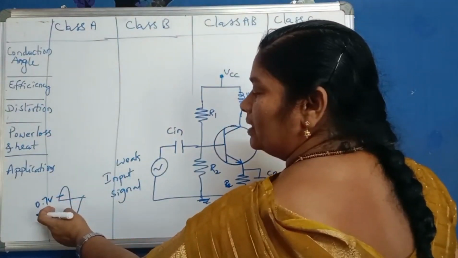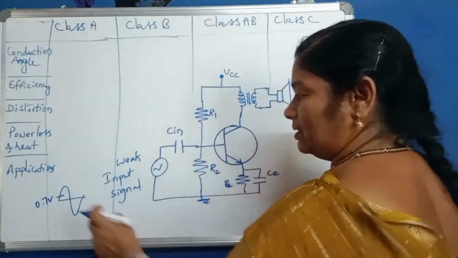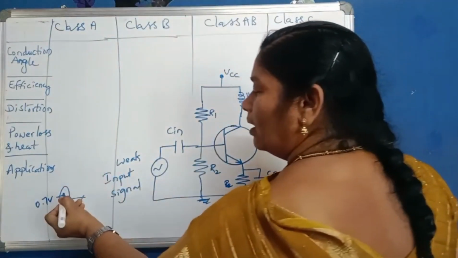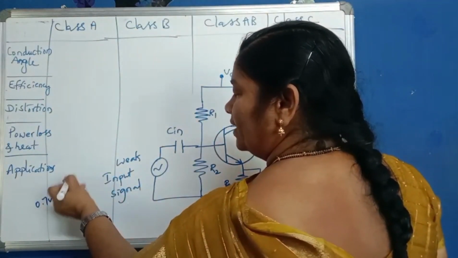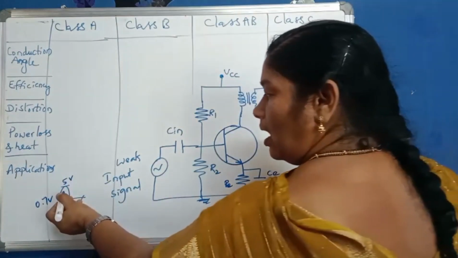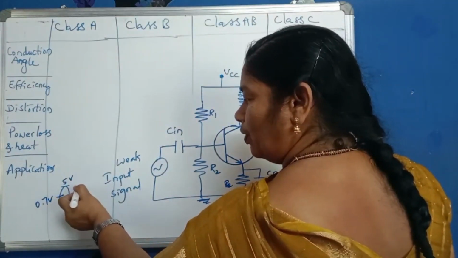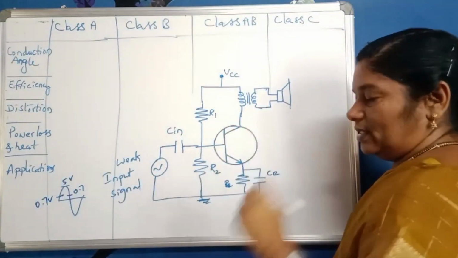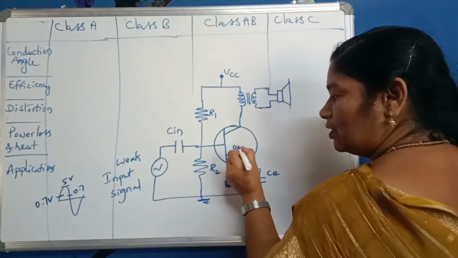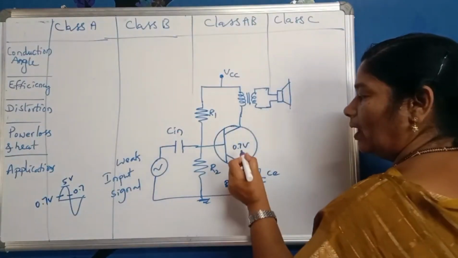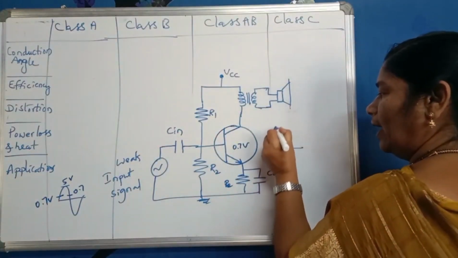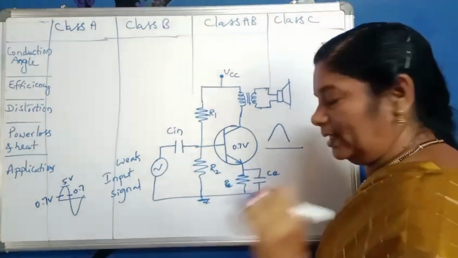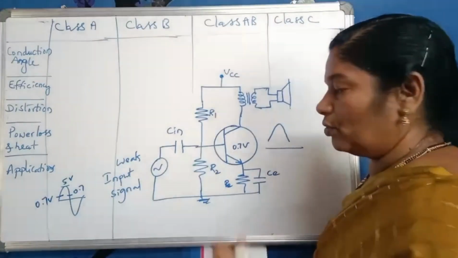So when the input signal is 0.7 volts for a silicon transistor, this silicon transistor will be switched on, and after reaching the maximum voltage, let it be 5 volts, and then falling to 0.7 volts, up to this point the transistor will be in the on state because it needs 0.7 volts to switch on. Therefore, at the output, you will have the signal like this. You don't have the full positive half cycle and you don't have the negative half cycle also.